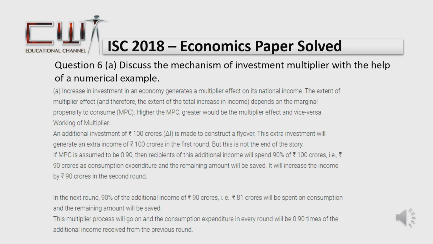It will increase the income by rupees 90 crores in the second round. In the next round, 90% of the additional income of rupees 90 crores, that is rupees 81 crores, will be spent on consumption and the remaining amount will be saved. The multiplier process will go on, and the consumption expenditure in every round will be 0.9 times the additional income received from the previous round.